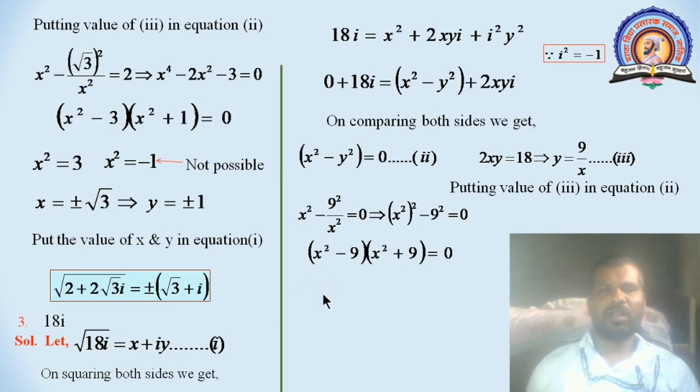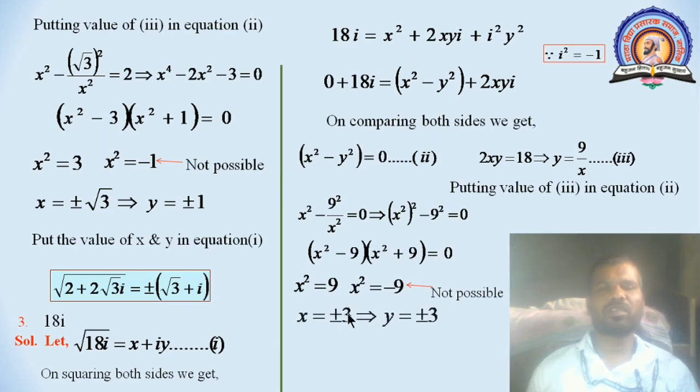So we have x square is equal to 9 and x square is equal to minus 9. But x square is equal to minus 9 is not possible. Why is it not possible? Because the square of a real number cannot be negative. Therefore, x square is equal to minus 9 is not possible. We have x square is equal to plus 9. Therefore, x is equal to plus or minus 3.